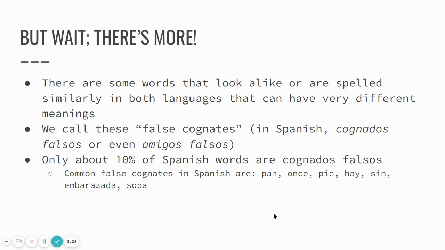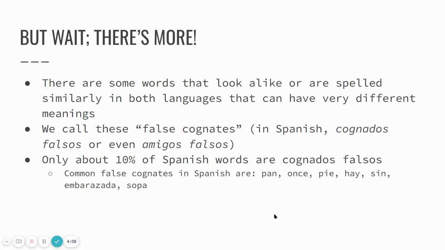But wait, there's more. We do have some words that look alike or that are spelled similarly in both languages, in both English and Español, that can have very different meanings. And we call these false cognates. In Spanish, they're called cognados falsos, or sometimes you'll hear people call them amigos falsos. Amigo means friend, and falso means false. So that's calling it a false friend, like a fake friend, because these can kind of trip us up. But you don't have to worry because only about 10% of these words are amigos falsos or cognados falsos.